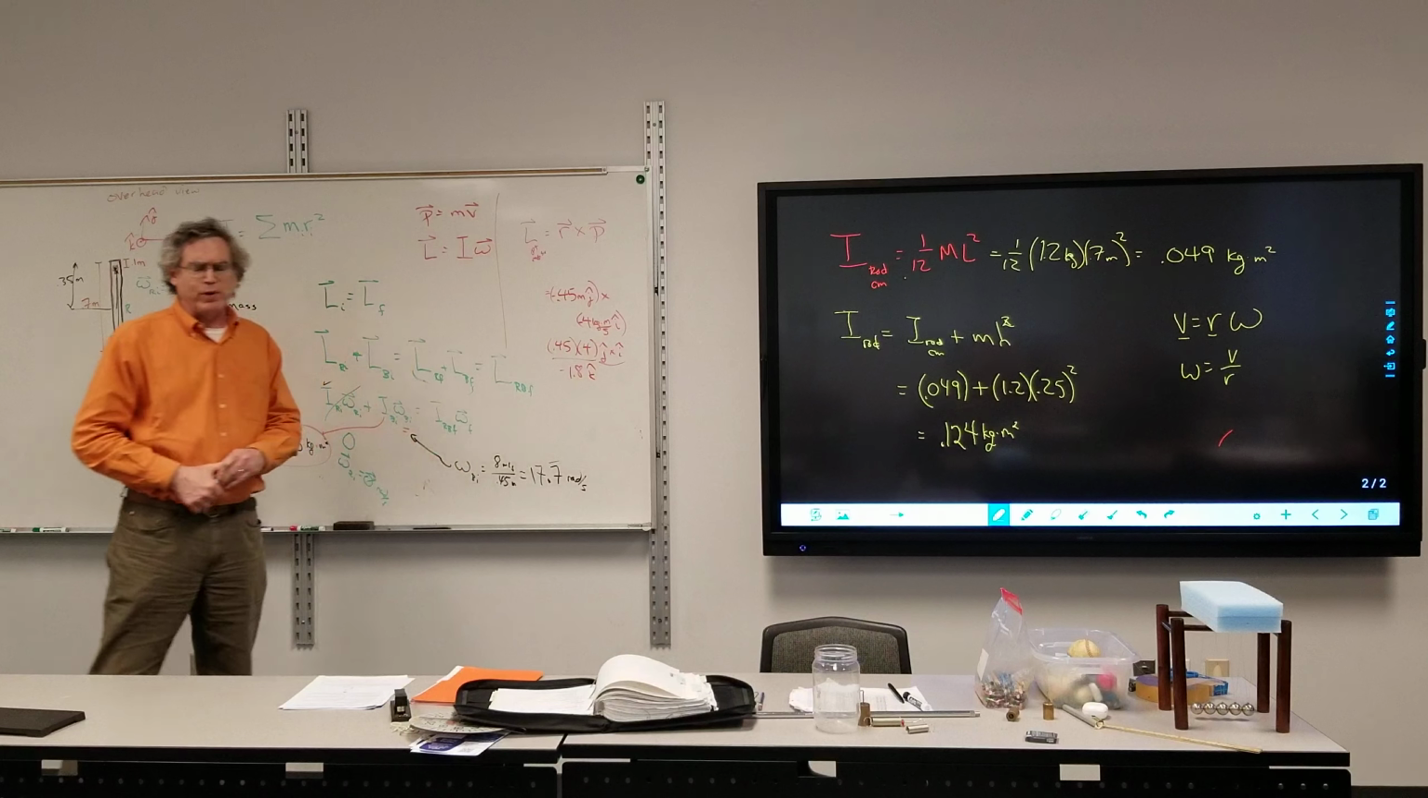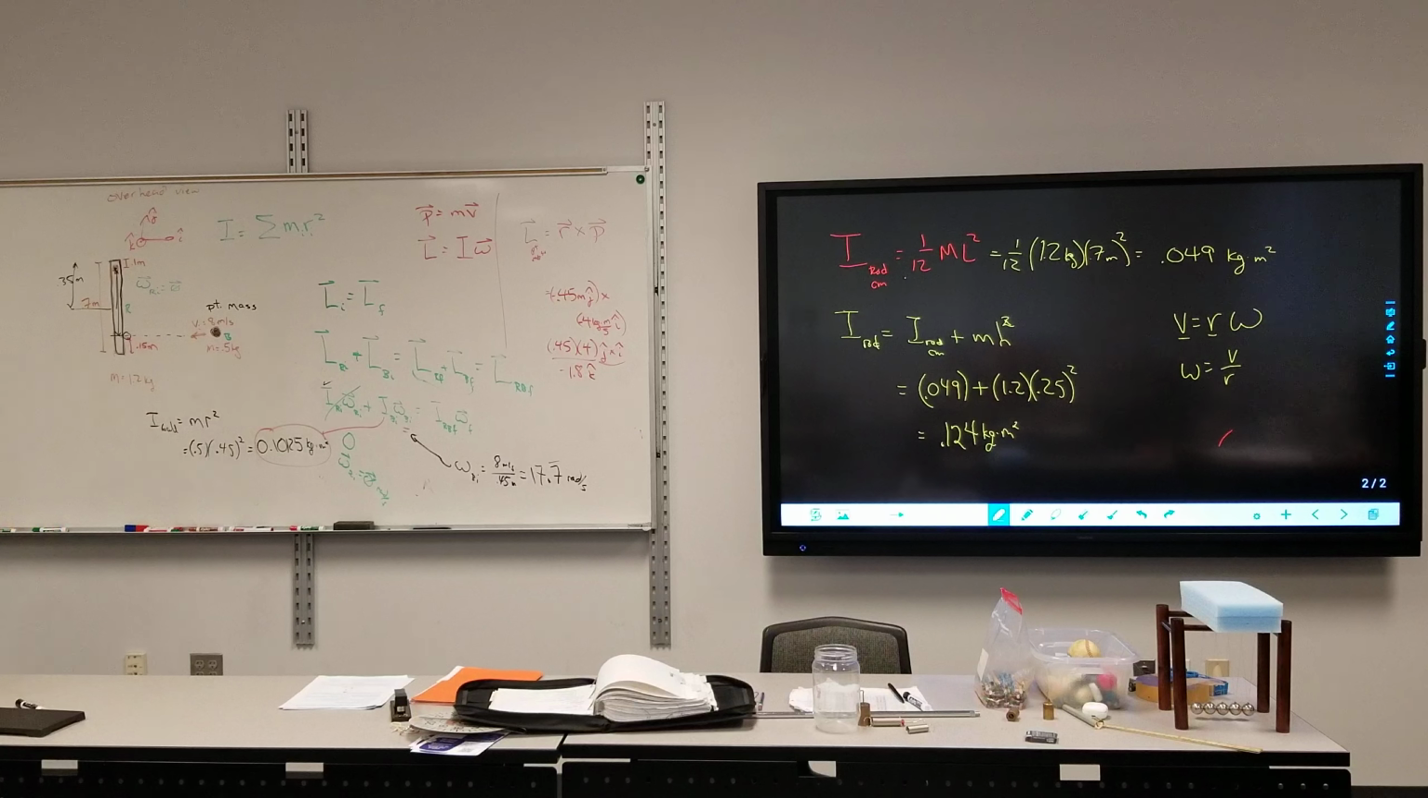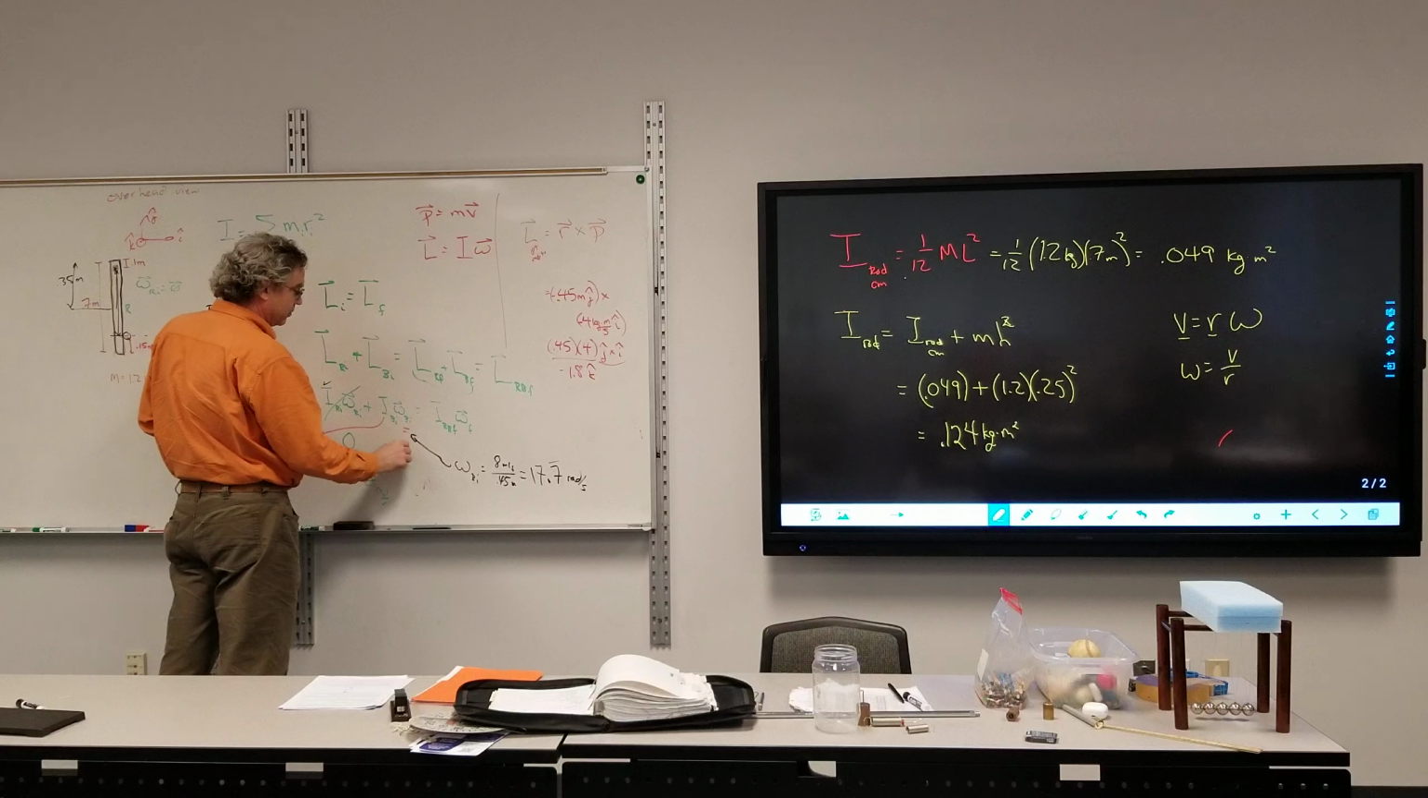Now to figure out the direction, because we are talking about a vector here, well, it's the same as we've been doing. I've got my thumb on my axis, which is either pointing out or in, and it's rotating underneath, so it would be in. So omega is negative 17.7 repeating k hat radians per second.